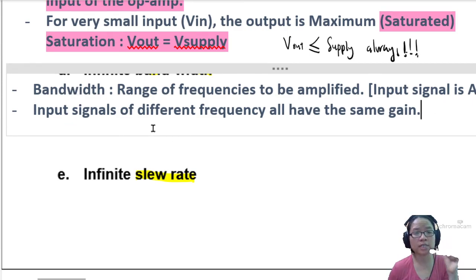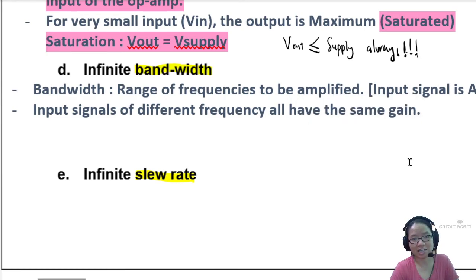So input signals of different frequencies, or all frequencies, will all have the same gain. You put in a small frequency AC, maybe 2 Hertz, the gain would be the same. If you put the same AC signal but increase the frequency. And the reason why this is important is because when you put in AC of too high a frequency, the output will look a bit unstable.